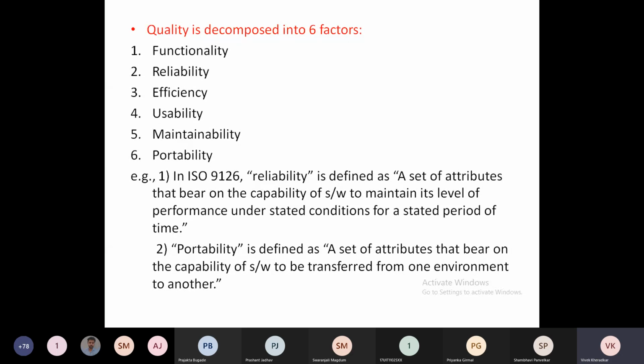The third is the standard model, ISO 9126, which defines that quality depends on six fixed factors, and they have defined the attributes from which we can calculate these factors. So these are the three ways by which we can measure software quality.